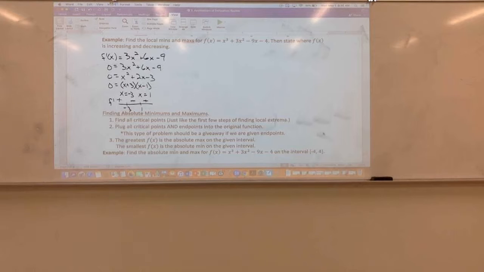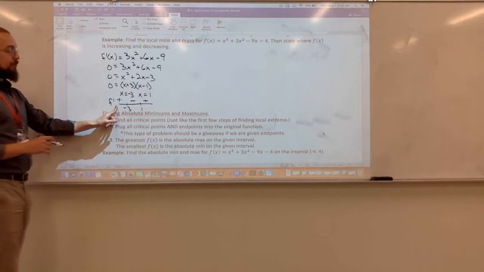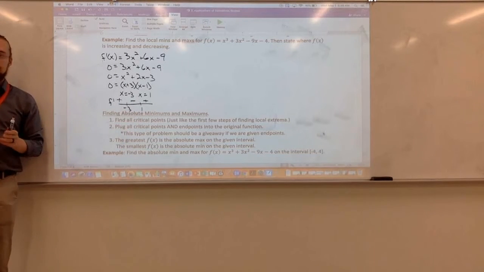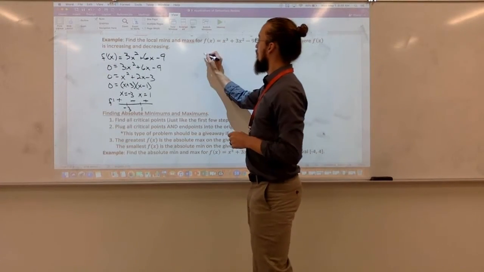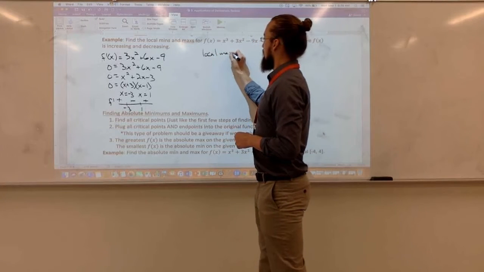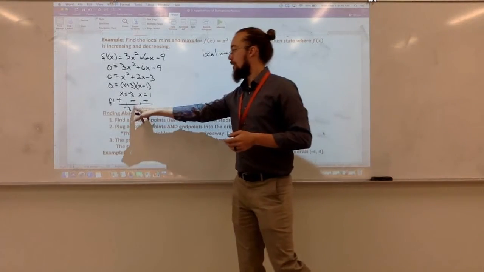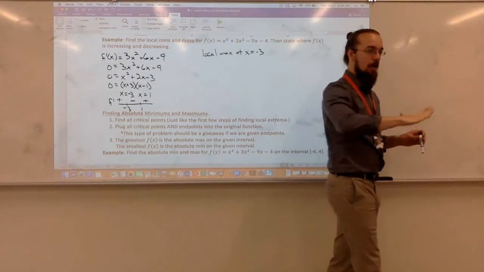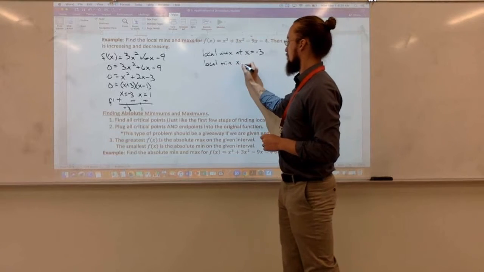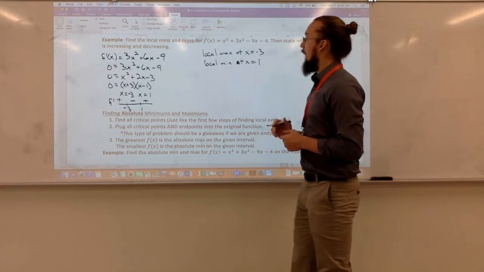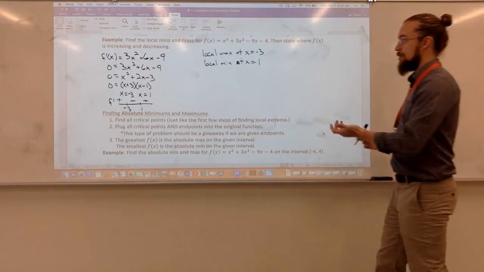So now let's interpret this sign chart. At negative 3, if I'm changing from a positive slope to a negative slope, that means that would be a local max. Okay, so local max at x equals negative 3. If I'm changing from a negative slope to a positive slope, that's a local min. So local min at x equals 1. Then we also want to describe intervals for increasing and decreasing.